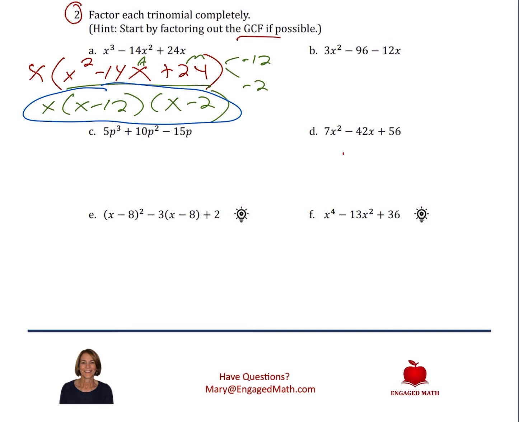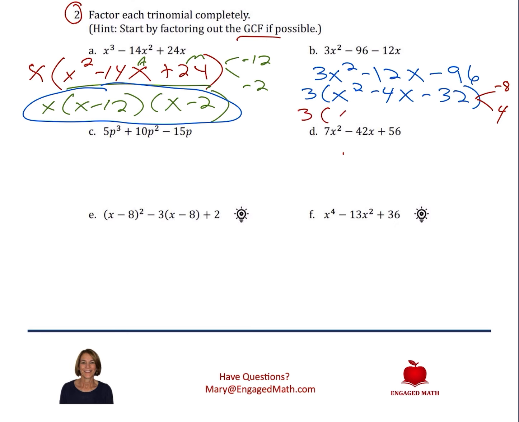In this case, in B, the greatest common factor is 3. But before we get started, let's rewrite this in standard form so we don't get confused when we try to add to the middle number, the B, and multiply to C. So we're going to take out that 3. So we have 3 times x squared minus 4x minus 32. Okay, the two numbers that add to negative 4 and multiply to negative 32 are negative 8 and positive 4. So our final answer is 3 times x minus 8 times x plus 4.